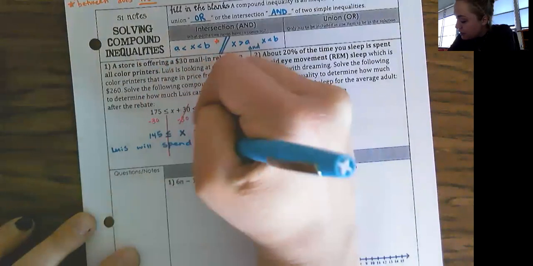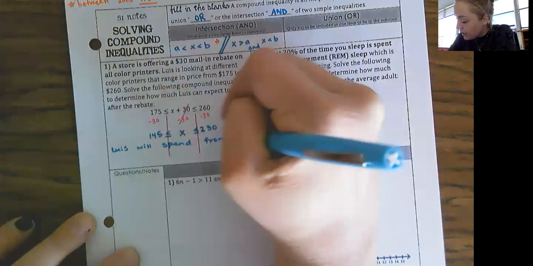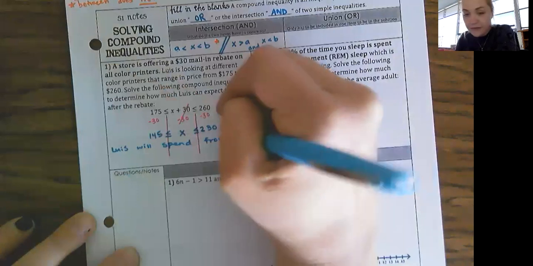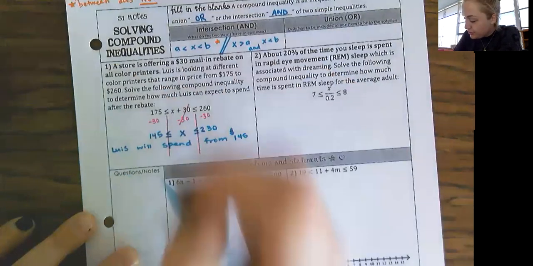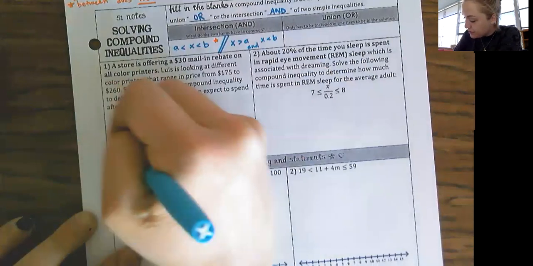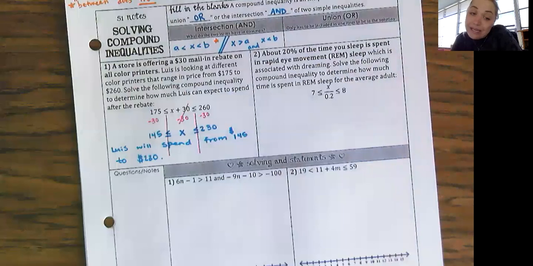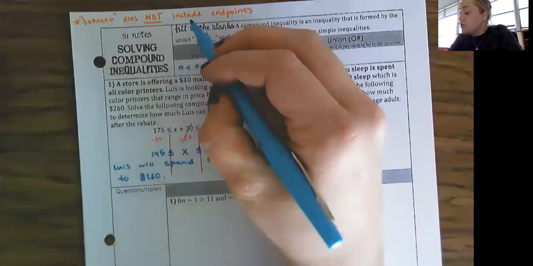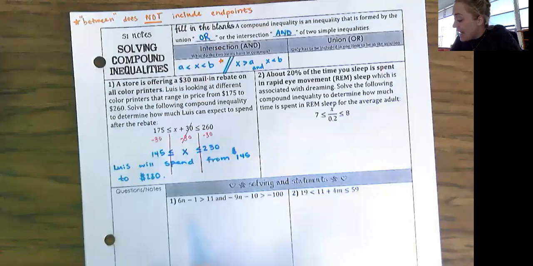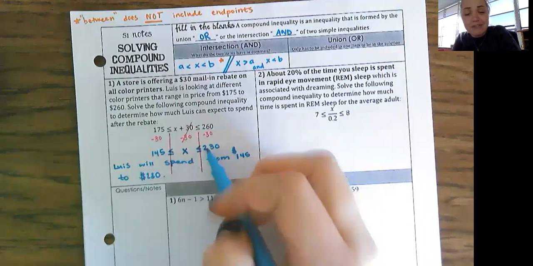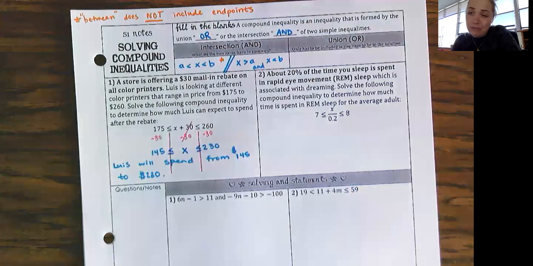from $145, I forgot my dollar sign, to $230. Notice I did not say between $145 and $230 because remember, between does not include the endpoints and I have equal to's here. So I have to include those endpoints. I know it's super picky of me. That's the end of the sentence.